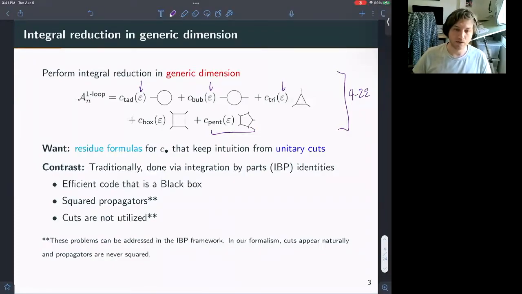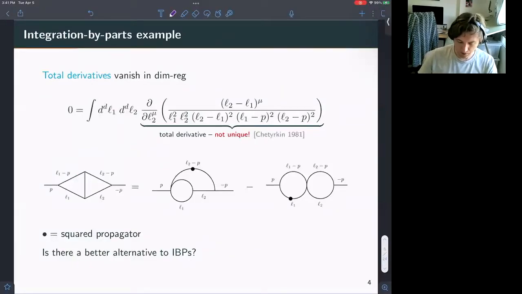And integration by parts also introduces square propagators or cube propagators, depending on what you're doing. And cuts are not necessarily utilized. Before I go on, let me just do a quick review of integration by parts for those that are unfamiliar.